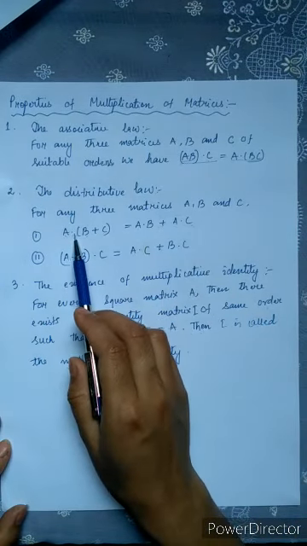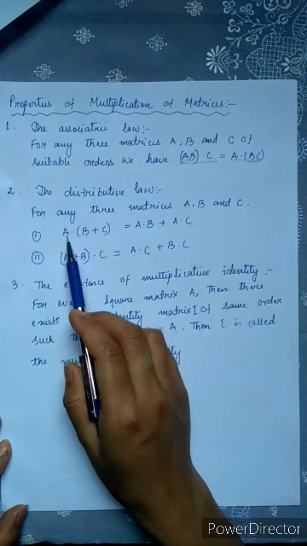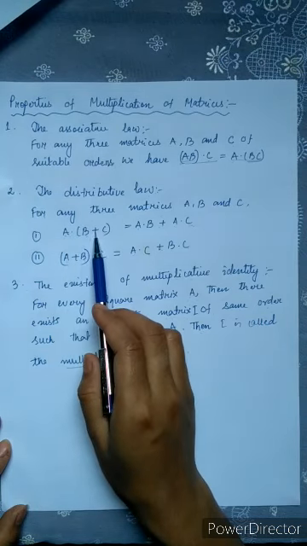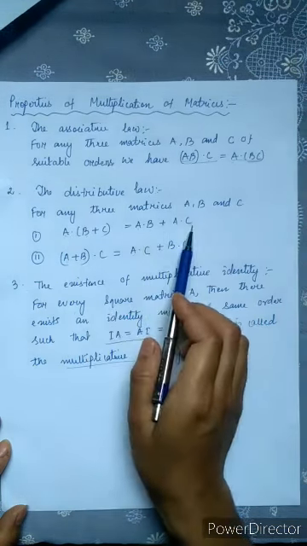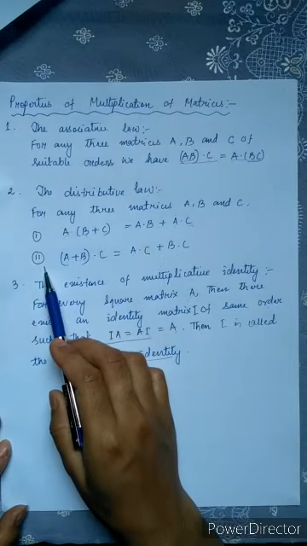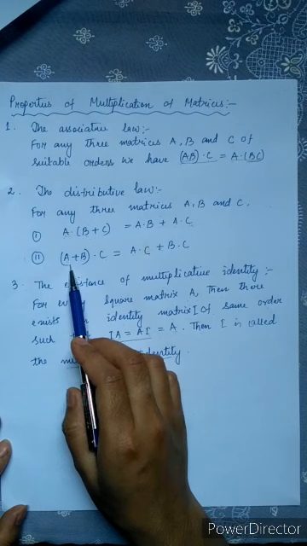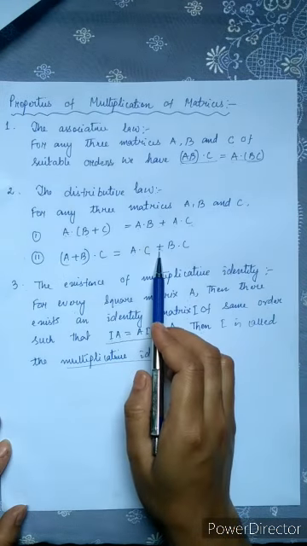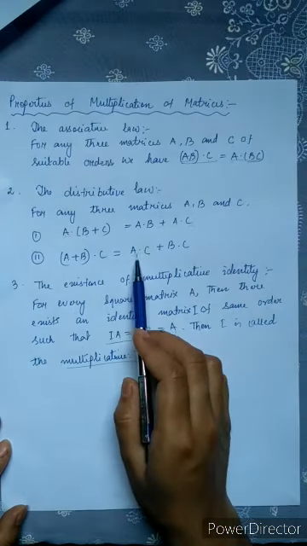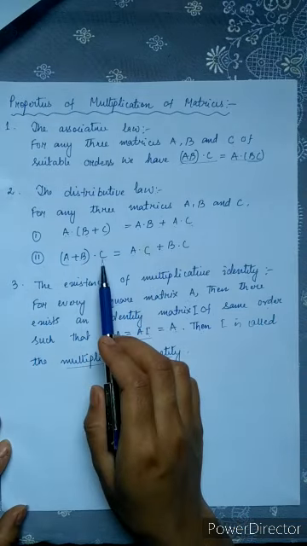When A into B plus C is expanded, A into B comes first, then the plus sign, then A into C. Number 2, the A plus B multiplied by C. Multiplication of A plus B and the matrix C is same as sum of product of matrix A and C and the matrix B into matrix C.